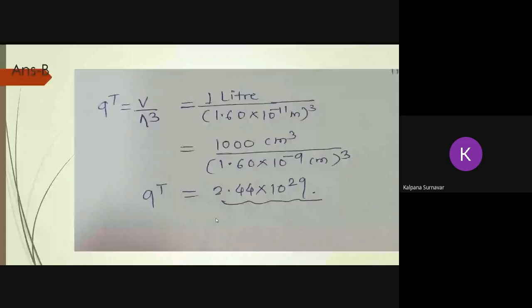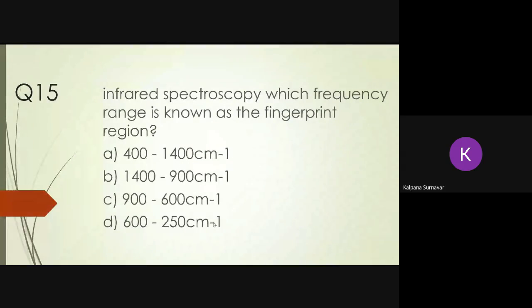Here is question number 15. In IR spectroscopy, which frequency range is known as the fingerprint region? This is a theoretical question. See here, the first option is 400 to 1400 per centimeter. The second one is 1400 to 900 per centimeter. Option C is 900 to 600 per centimeter. And the last option is 600 to 250 per centimeter. Guess what the answer is?